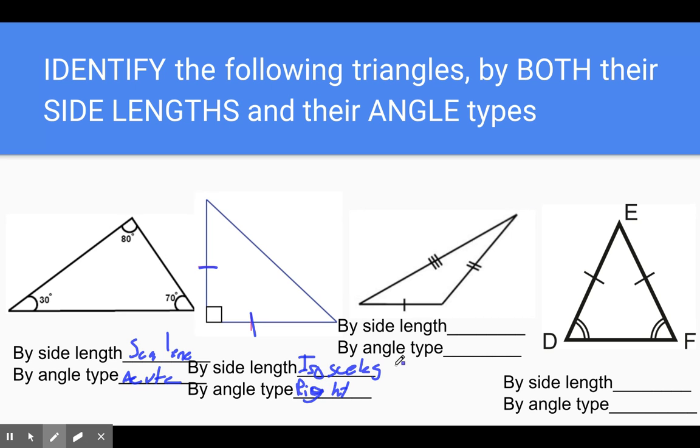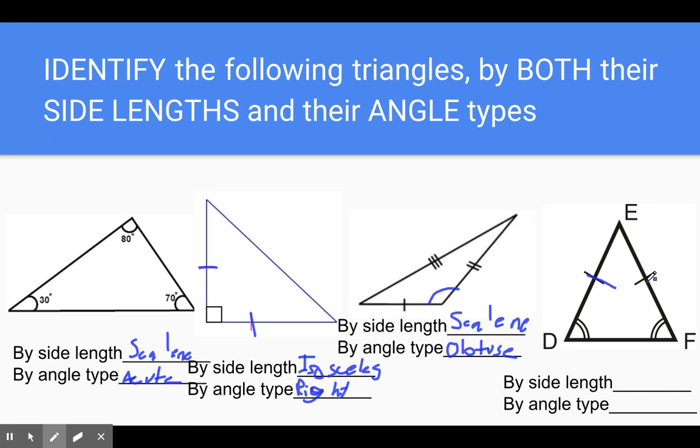All right, by side length, 1 tick mark, 2 tick marks, 3 tick marks. None of those match. That means none of them are congruent, so therefore we have another type of scalene. Right? And again, no numbers in our angles, but this angle here is very obviously bigger than 90 degrees. So this is an obtuse triangle.